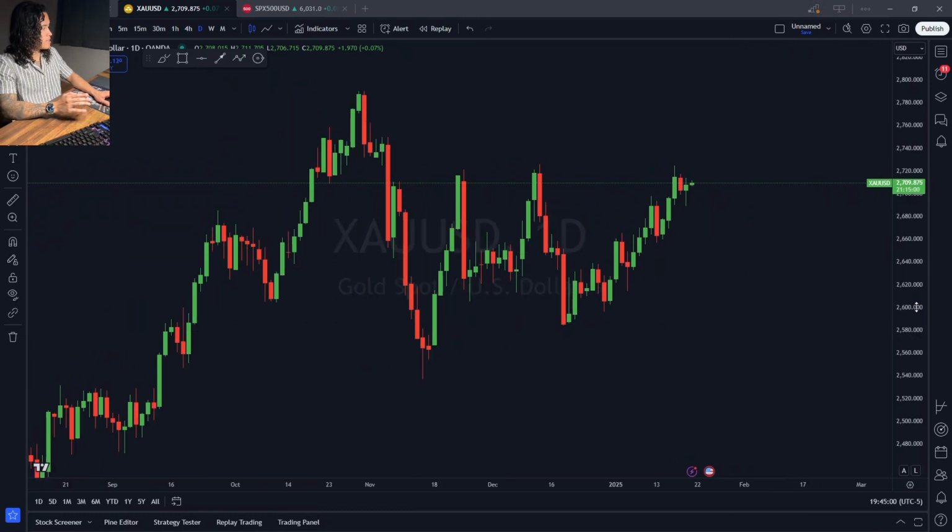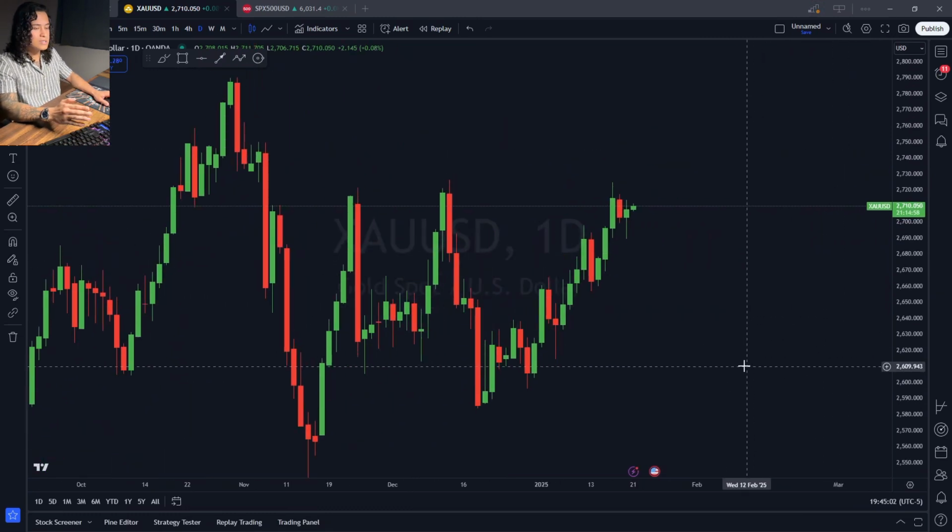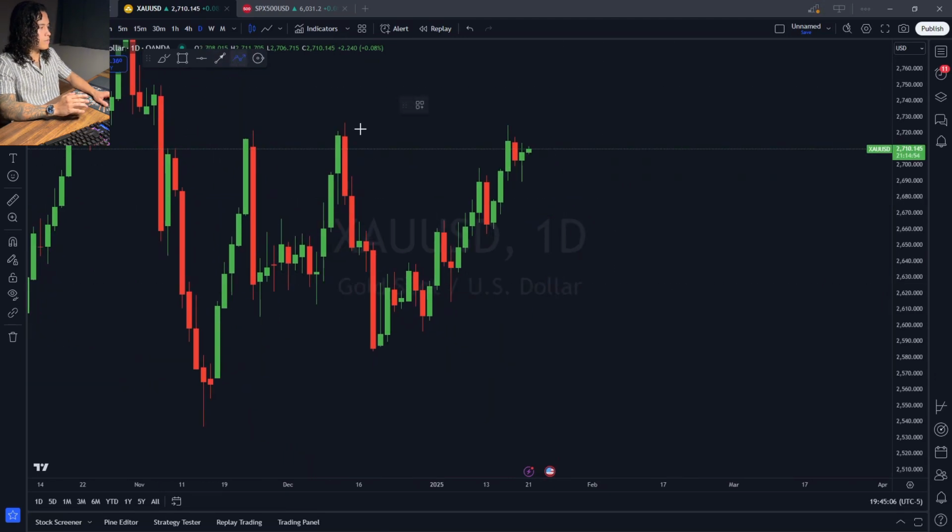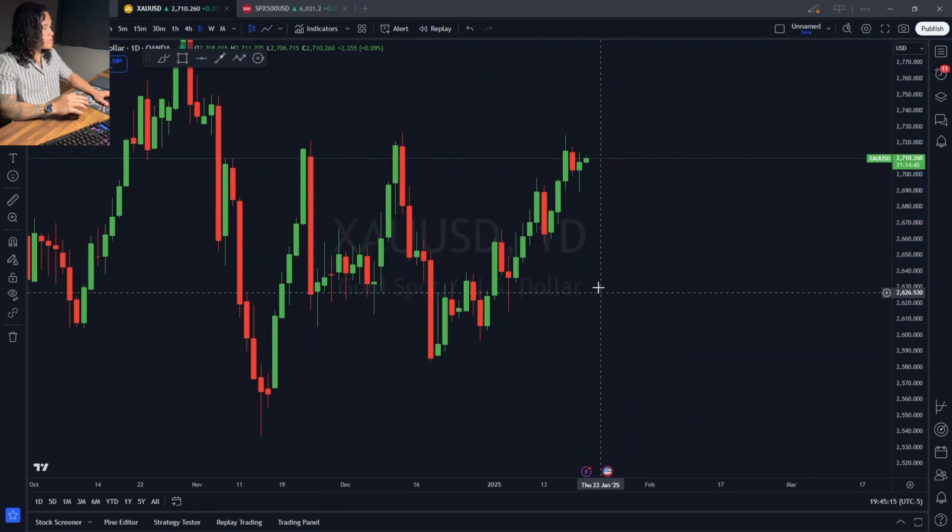Starting from the daily time frame, we can see that gold for the past couple of days has been on a bullish run, right? We can see that very clearly as price has just been making highs, lows, highs, lows, highs, lows. You get the point, right? So we are more bullish on the daily time frame.